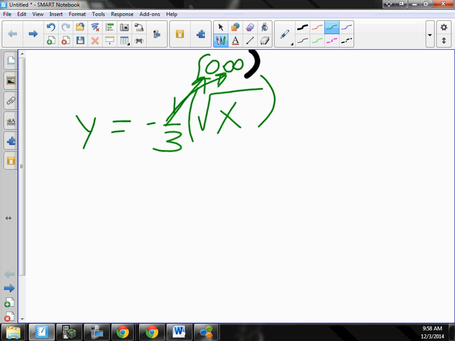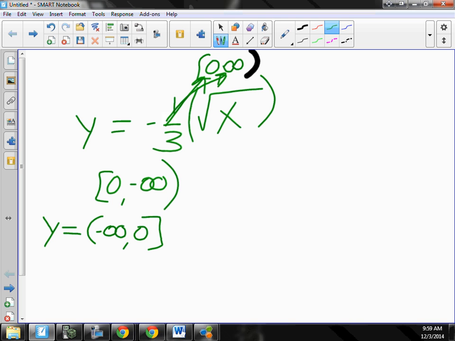Negative infinity. Can I write my range like this? That doesn't make any sense. It says the smallest number is 0 and the biggest number is negative infinity. I'd have to flip it. So the range is y equals negative infinity to 0. Right, so now the original range would be from 0 up to infinity, and the new range is from 0 down to negative infinity, but you have to start from negative infinity and go up to 0.